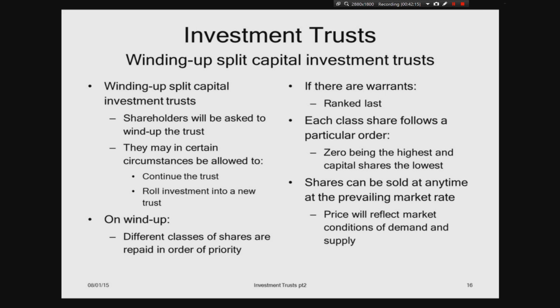The repayment of each share class follows a particular order, both in respect of dividends paid from the income earned by the trust during its life and in respect of capital paid from the assets of the trust at the winding up date. The highest priority at wind up is given to zeros, then we come down to other preference shares, ending up at the lowest priority given to capital shares.